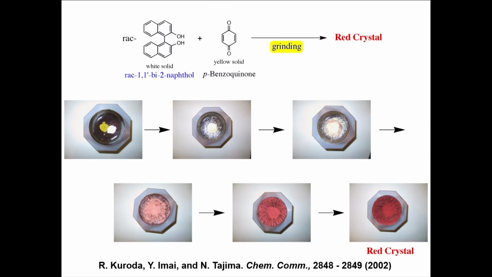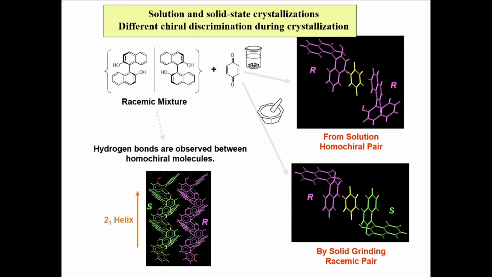And there are some interesting things. If you grind crystals, the yellow and white crystal changes to red. And if you get it from solution, you get red crystal. By grinding, also you get red crystal, but they are different. The difference is that this benzoquinone is sandwiched by R and R, but here R and S. Why is there a difference between crystals from solid grinding and from solution? Because there is a memory of the previous original structure. If you dissolve it, everything goes to nothing, surrounded by solvent molecules, but in the solid state, you still have a memory. That's the important part.